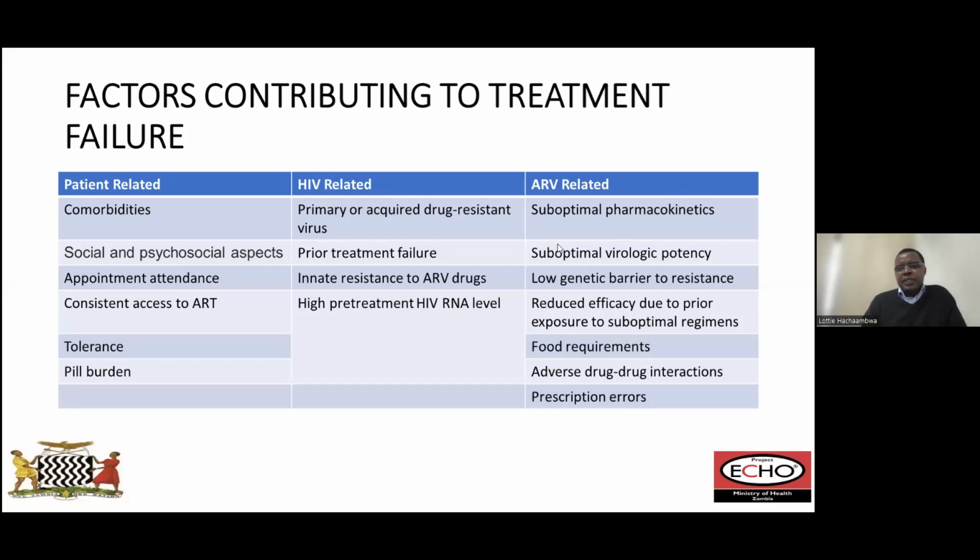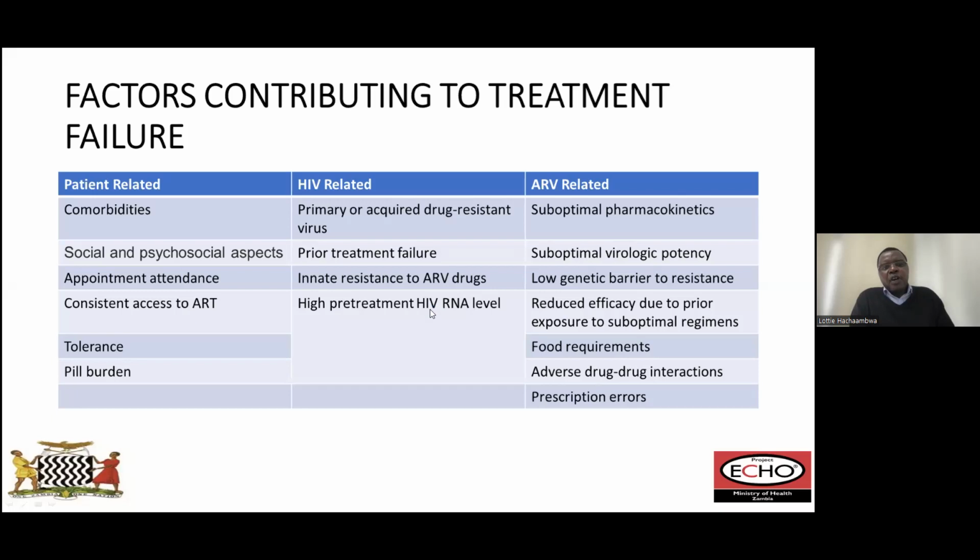And then prior exposure to suboptimal regimens can also lead to resistance. Food requirements, drugs like rilpivirine are supposed to be taken with food. So if they're not taken with food, the pharmacokinetics may be affected. Adverse drug-drug interactions and reactions. So if someone is on a protease inhibitor, such as atazanavir, and then they take a proton pump inhibitor for acid reflux, there could be drug-drug interactions which affect the absorption of the atazanavir, and then prescription errors.